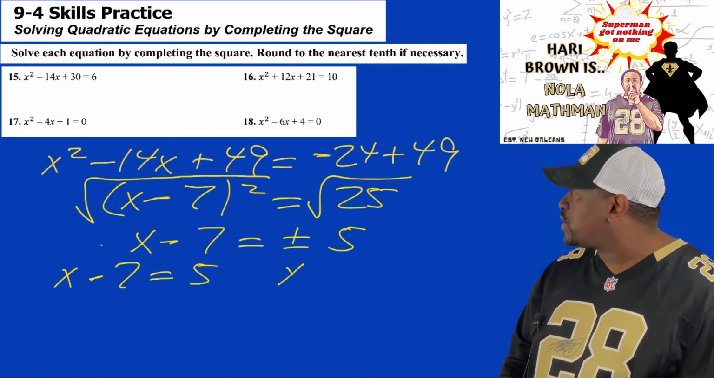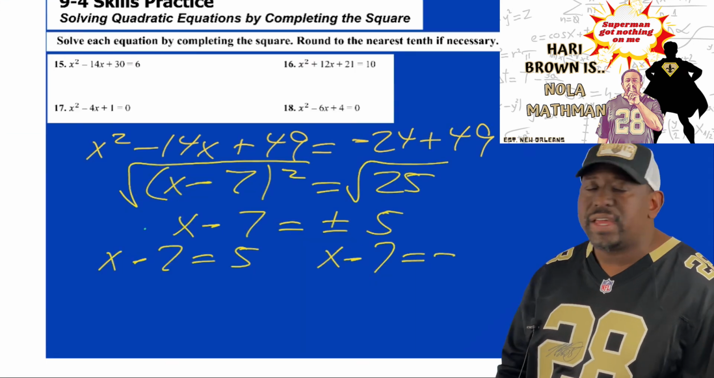So now we create two equations like we've been doing. X minus 7 equals 5. X minus 7 equals negative 5. We add 7 to both sides in the first equation. X is equal to 12. We add 7 to both sides in the second equation, and x will be equal to 2. And so our two answers will be x equals 2 and x equals 12.